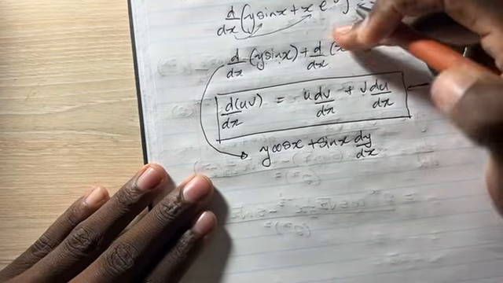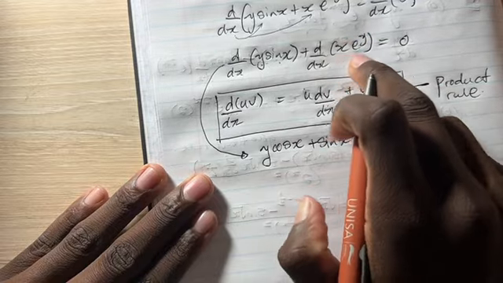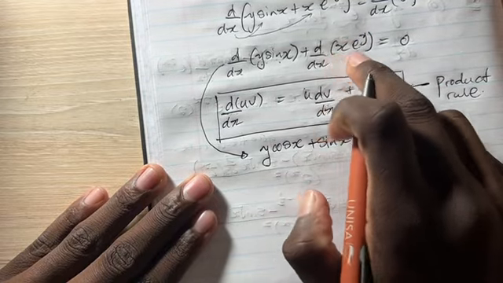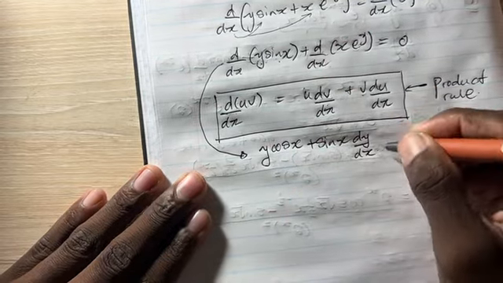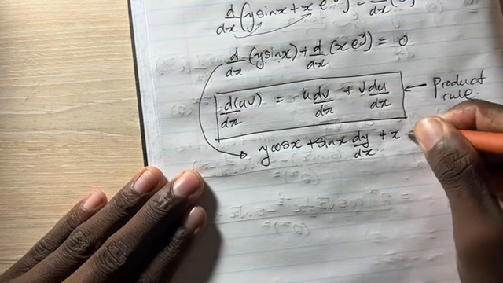Let's go to this side. This side, still it's x times e to the y, which means it's also product rule because two functions are multiplying each other. So to apply product rule there, we first have an x times the derivative of e to the y.